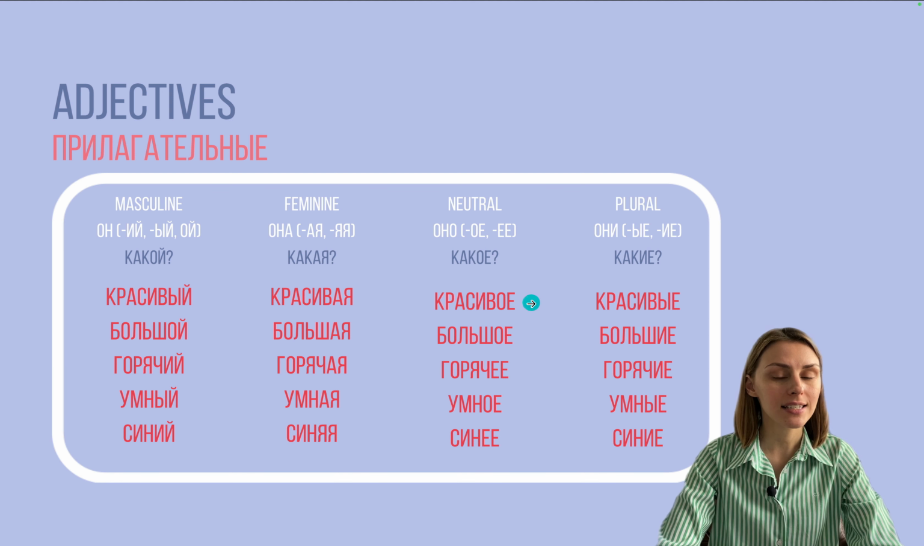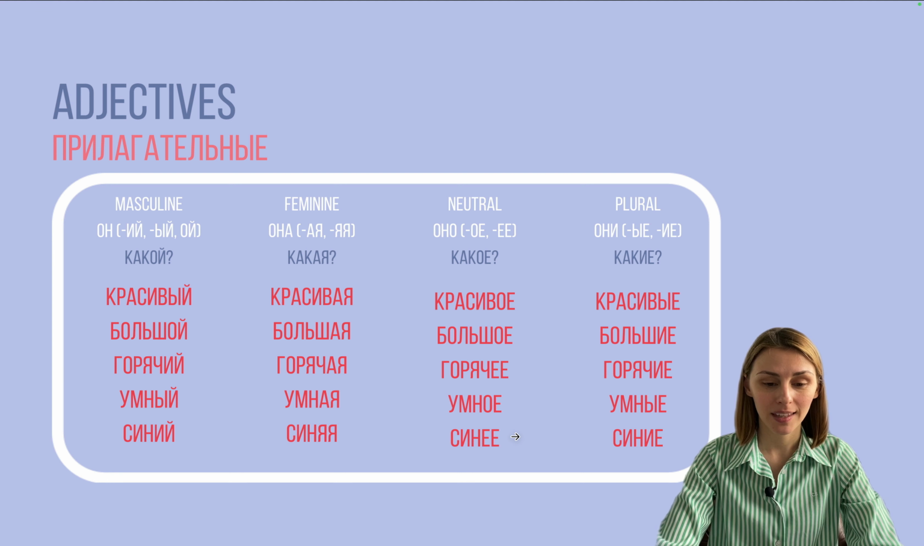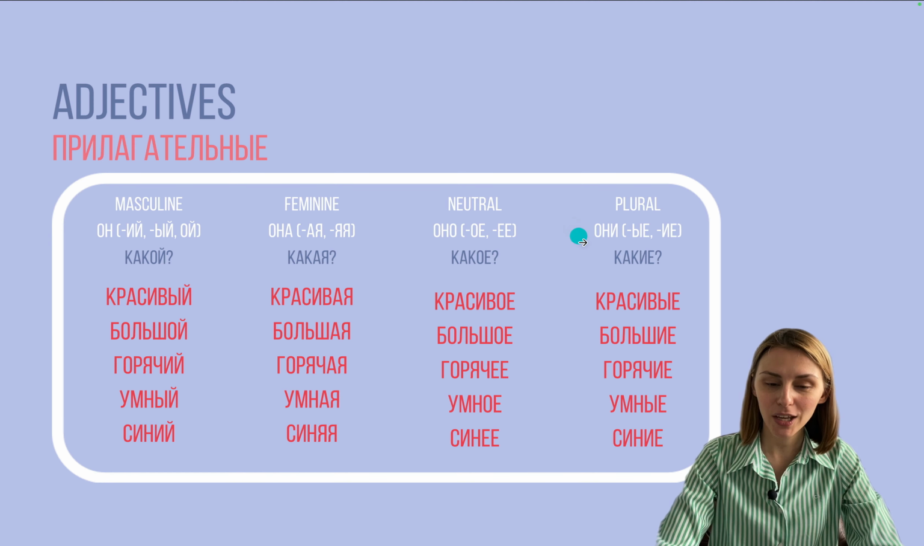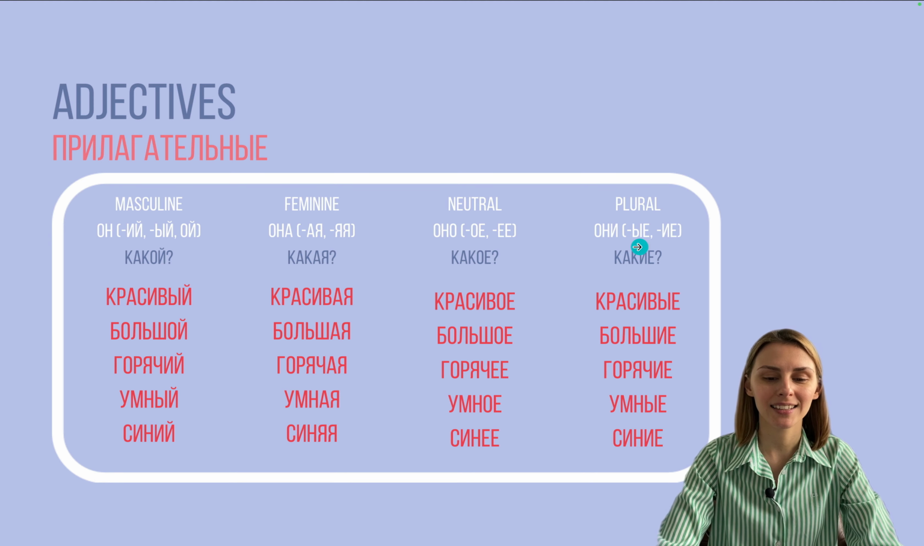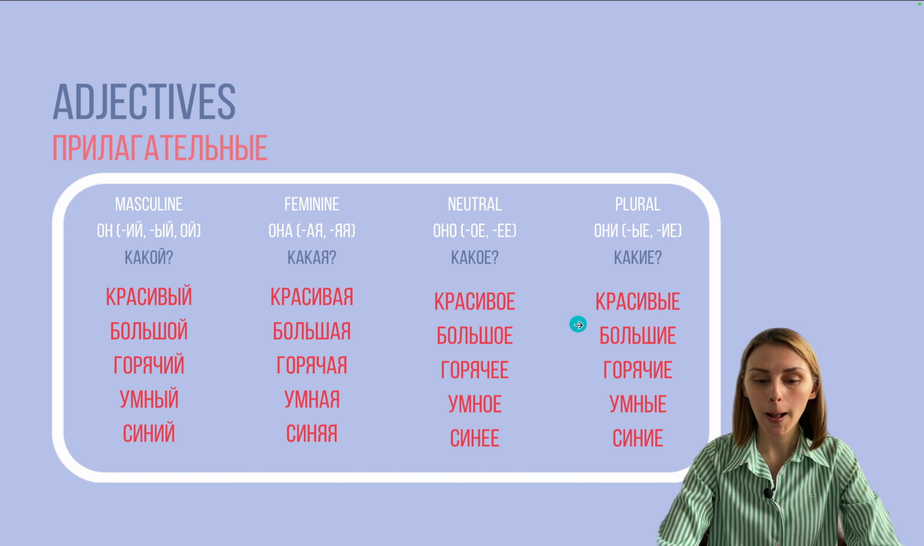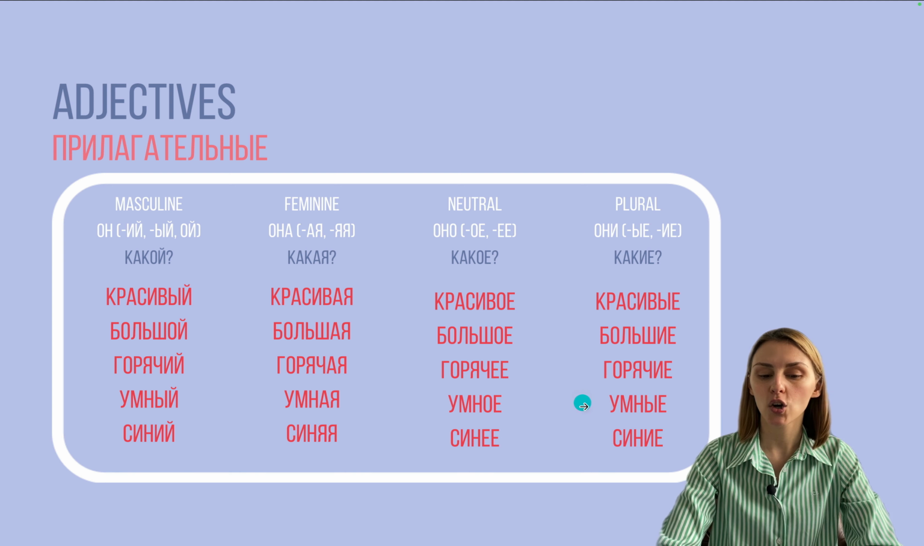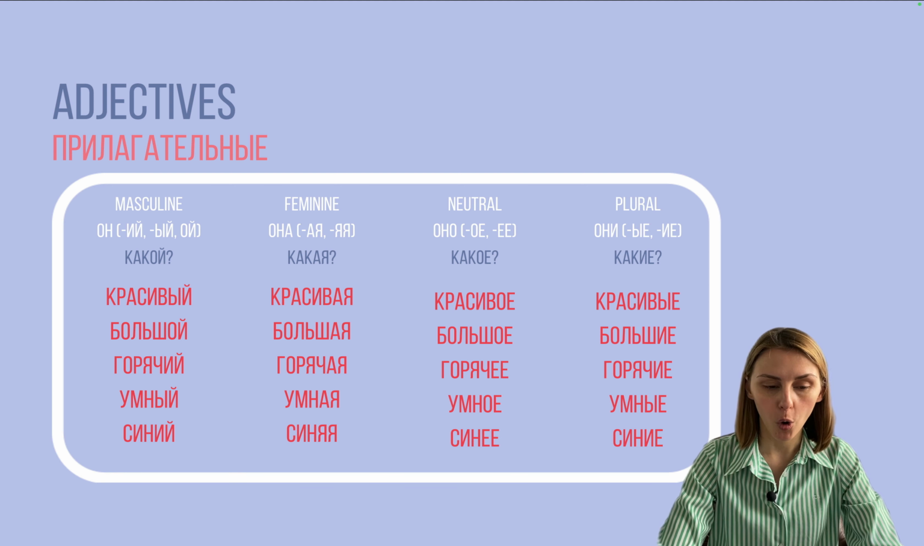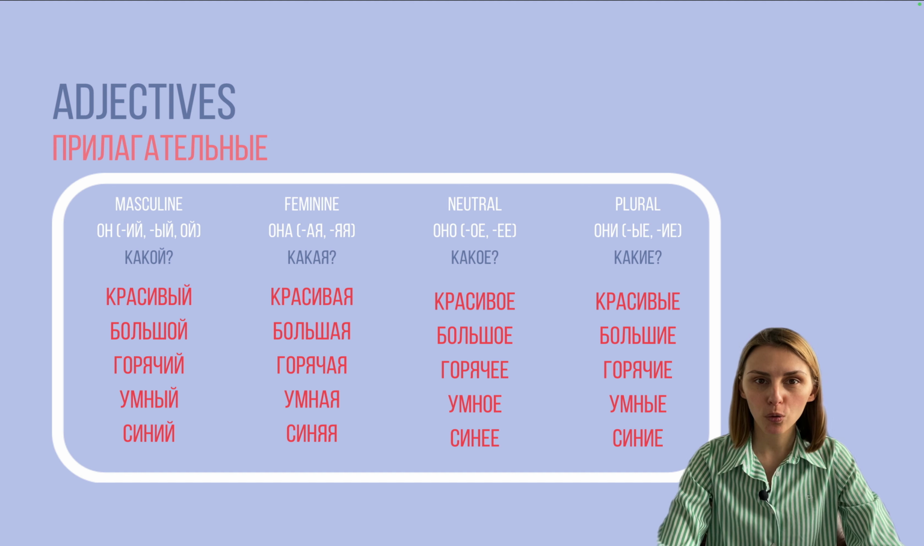For example, красивое, большое, горячее, умное, синее. And in case you have a plural noun and you use adjectives with this plural noun, then they will be in the plural form with endings ые, ие. Like here, красивые, большие, горячие, умные, синие. Okay, so this is all about full adjectives.